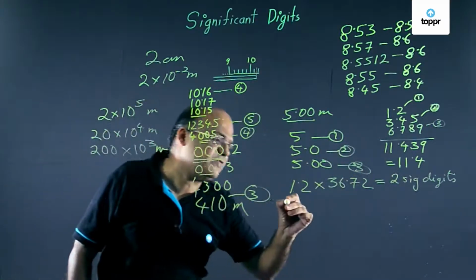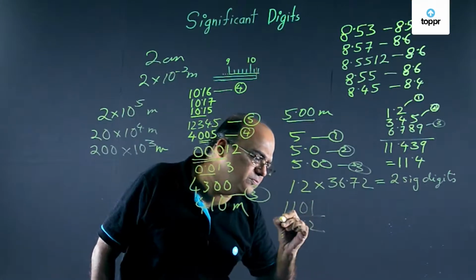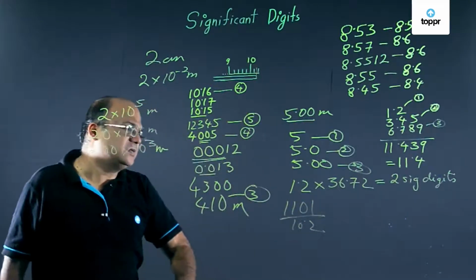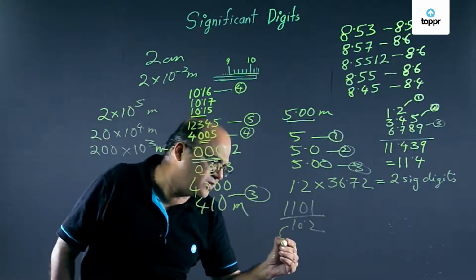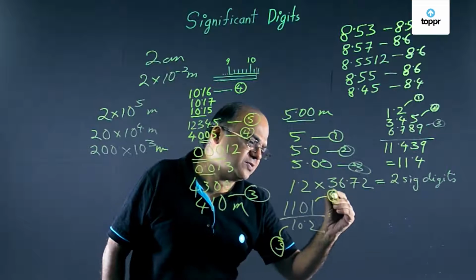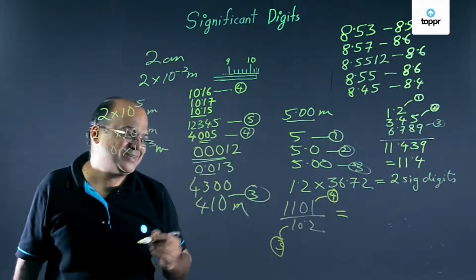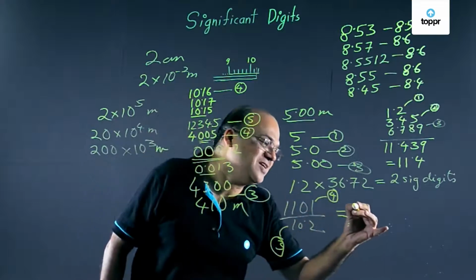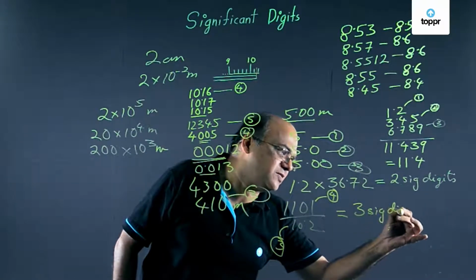We divide also 1101 by 10.2. Then this has got 3 significant digits, the denominator. The numerator has got 4 significant digits. So final result should have how many significant digits? Right? 3. Yes, the smaller one is 3. So final result should have 3 significant digits.